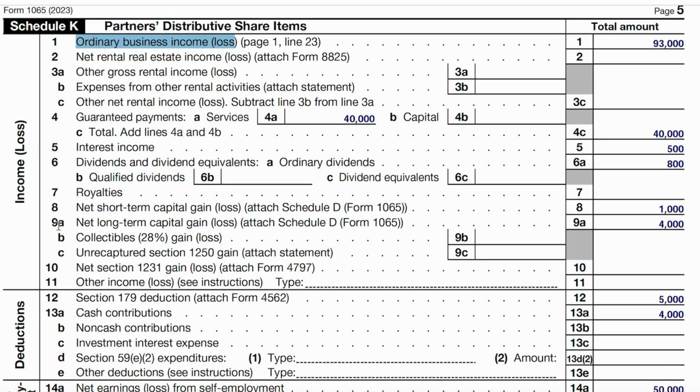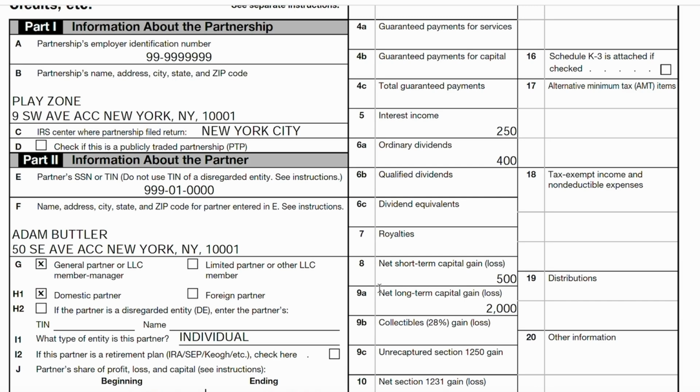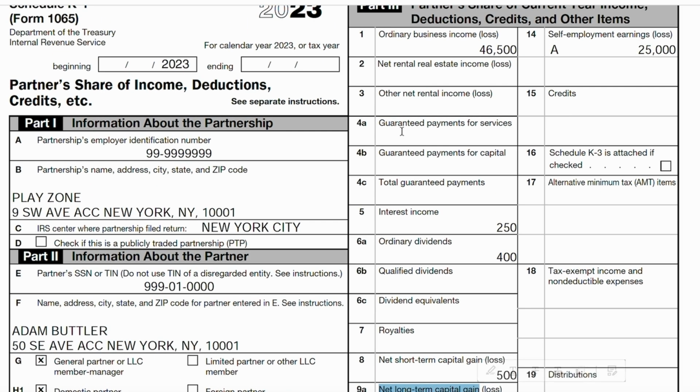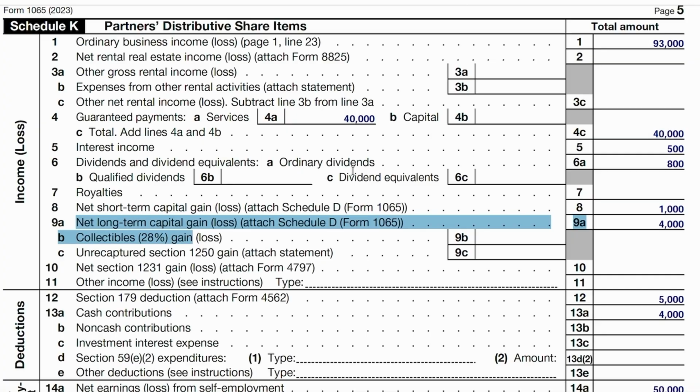Similarly, line 9A is net long term capital gain, and if you see schedule K1 and you see line 9A, you will see net long term capital gain. So they have the same line items, so it is easy for you to understand that way as well.